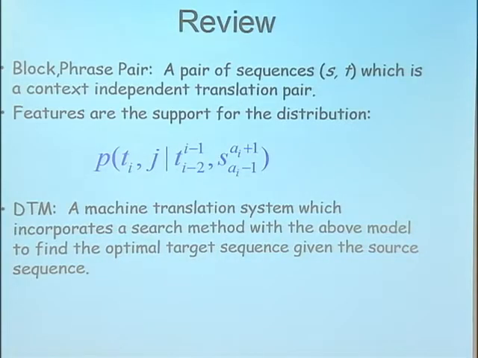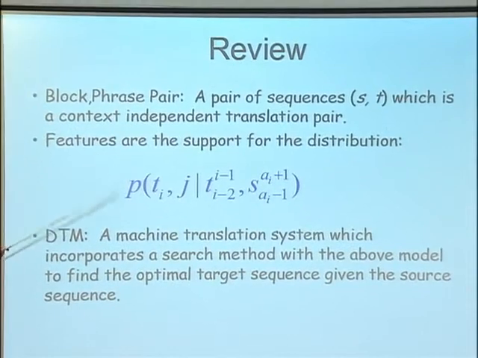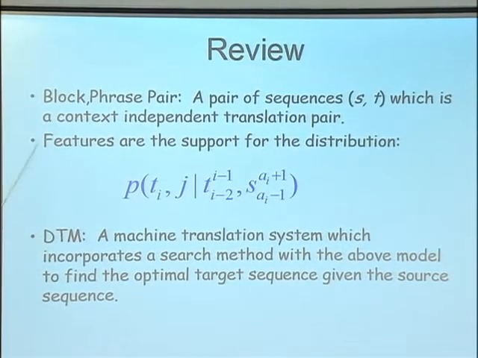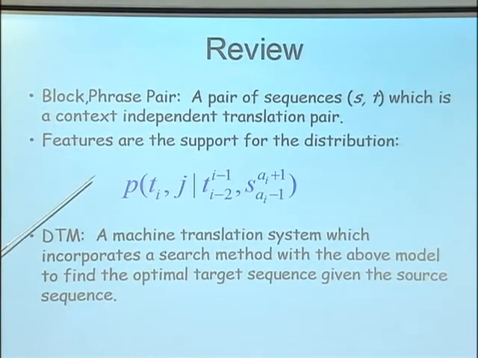Okay, so review. A block or a phrase pair is just a pair of sequences S and T, which is a context-independent translation pair. The features are the support for this distribution. And the key difference between phrase decoders and the DTM decoder is, you have very simple blocks, but the features are complex. And I'm going to describe the features next.